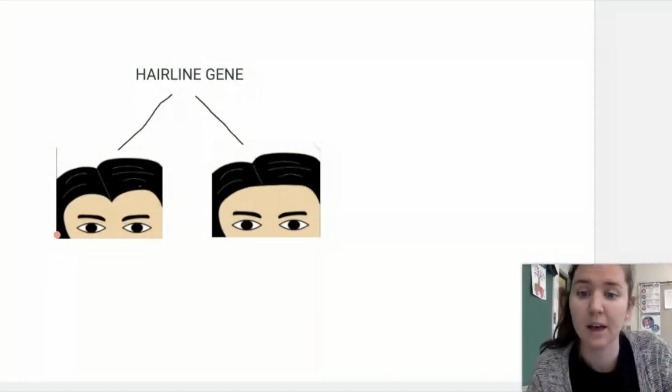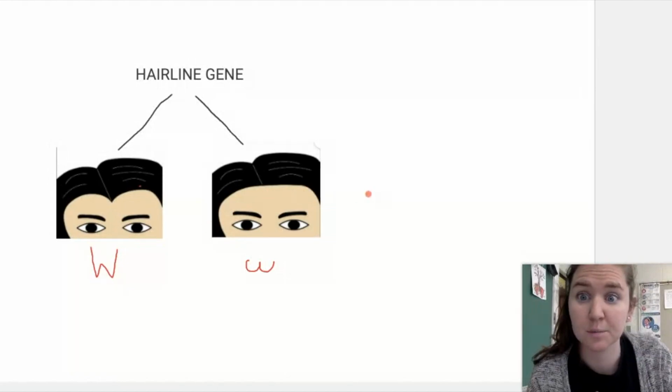So remember, we're looking at this hairline gene, but then the two alleles or forms of a gene would be having a widow's peak or not having a widow's peak. So we'll use a capital W for the widow's peak gene since it's dominant, and then we'll use a lowercase w for not having the widow's peak because that is recessive.